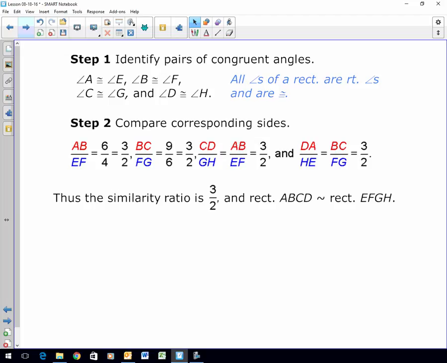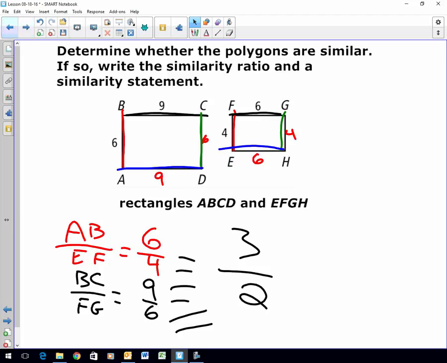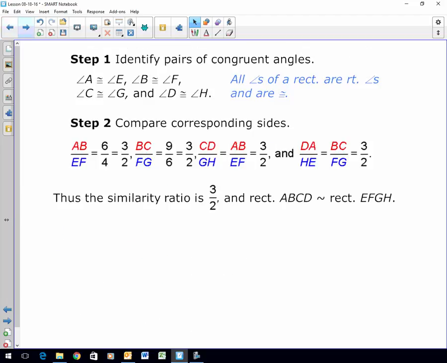First off, I got to tell you which ones are congruent. I skipped that part. A rectangle has 4 right angles. All right angles are 90 degrees. All 90-degree angles are congruent. Okay, know that. Secondly, this is the hard part. This is the nitty-gritty. You got to set up your ratios for each of the sides. This is the part that takes the most time.